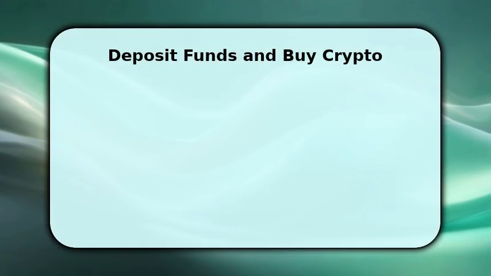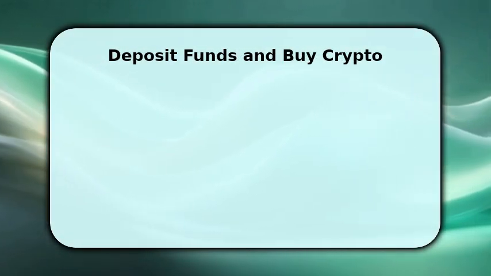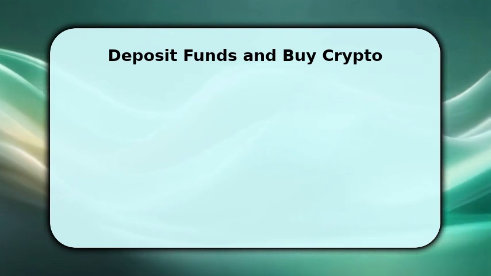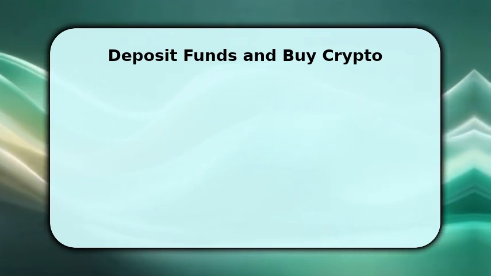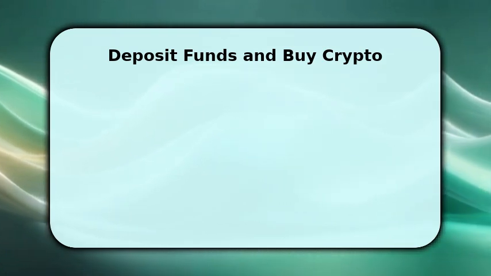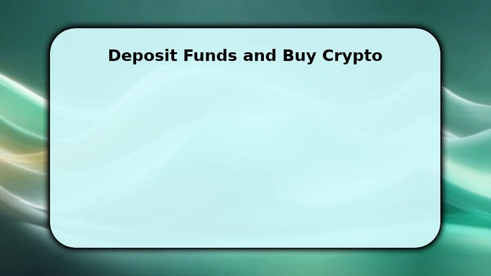To buy crypto, click Wallet, then Fiat and Spot. Choose Deposit and select Bank Transfer, Credit Card, or P2P depending on your region. Follow on-screen steps and required verifications. For instant purchases, use the Buy Crypto card or third-party gateway.